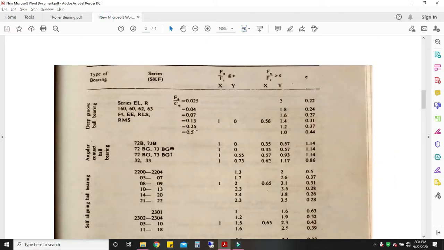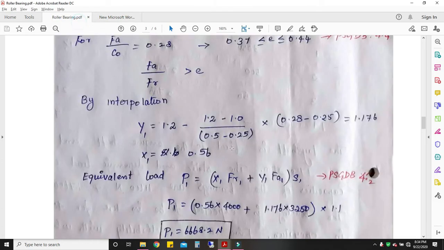Here the limits of the factor FA by C naught, that is, the upper limit will be 0.5 and the lower limit will be 0.25. So substitute 0.5 minus 0.25 into the equation. We have to find out the Y1 value for our data, that is 0.28, minus the lower limit, which is 0.25. With this simple interpolation, we can find out the Y1 value exactly, that is 1.176.